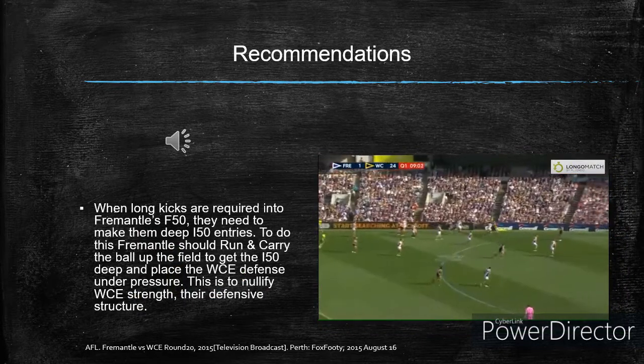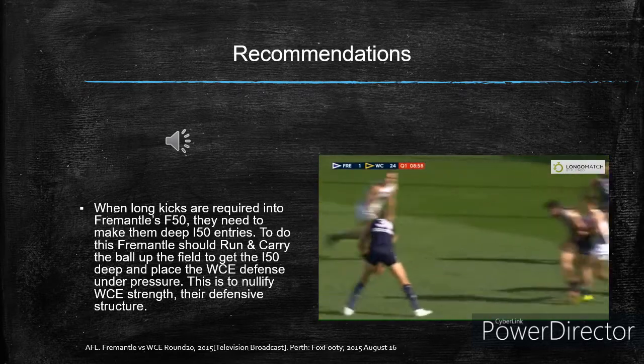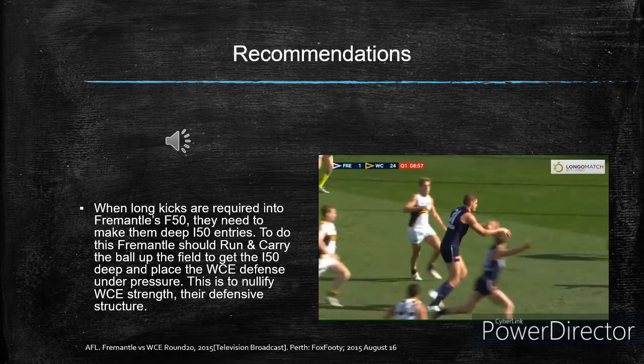Recommendation 2. When long kicks are required into Fremantle's forward 50, they need to make them deep inside 50 entries. To do this, Fremantle should run and carry the ball up the field to get the inside 50 deep and place the West Coast Eagles defence under pressure. This is to nullify West Coast Eagles' strength, their defensive structure.